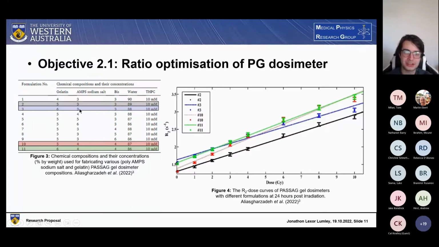So if we compare that to the ones where they have a 4% increase, we see that there is an increase in the slope. And this increase in slope indicates an increase in sensitivity for the R2 dose curves.